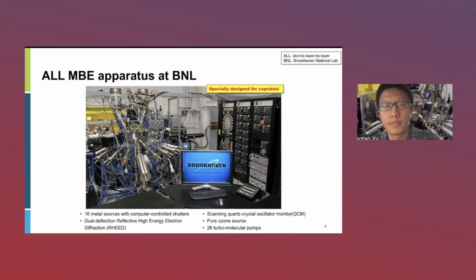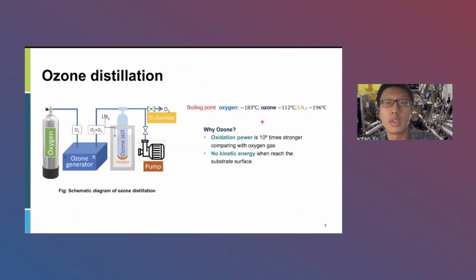So next, I would like to introduce some of the important tools in our system. First one, we have a homemade ozone distillation system. The principle of the ozone distillation is using the different boiling temperatures of ozone and oxygen.